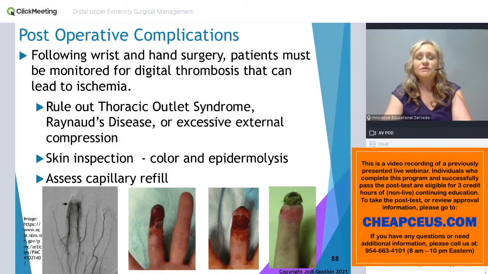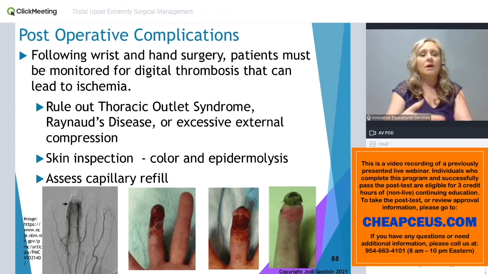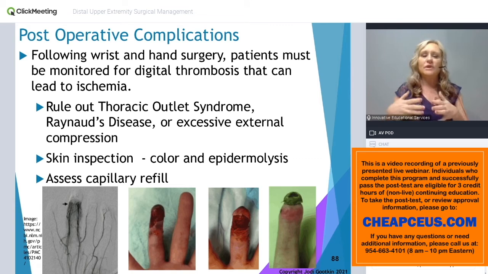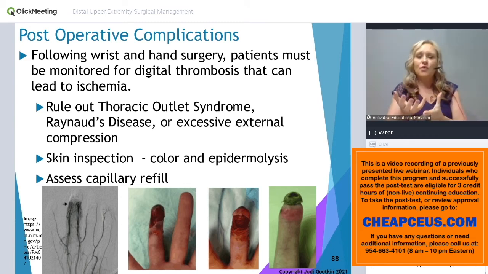Postoperative complications that we're monitoring for in all of our hand patients include the potential development of a thrombosis. We note the circulation, checking down into the distal ends of the fingers, even if the surgical procedure was more proximal. We'll rule out thoracic outlet syndrome, Raynaud's disease from the cold, or external compression that's causing the circulation changes.